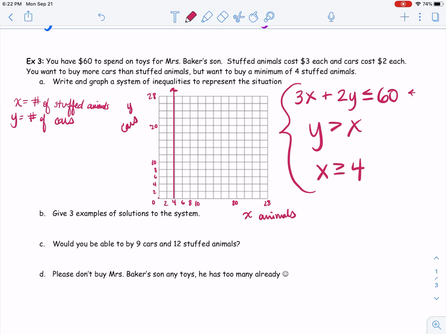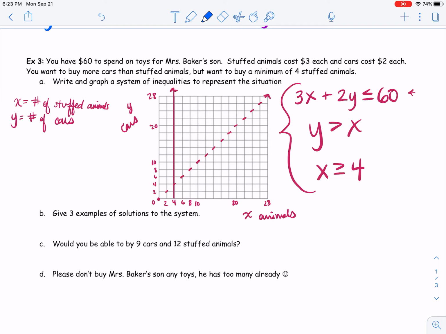I also have Y is greater than X. So that means it has a y-intercept of 0, slope of positive 1. It's going to be a dashed line, and I would be shading above. Okay, so I'm shading to the right of the solid vertical line and above this dashed line. So far I'm in this region.